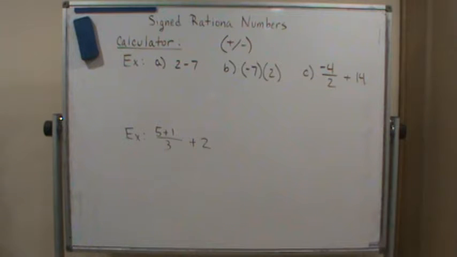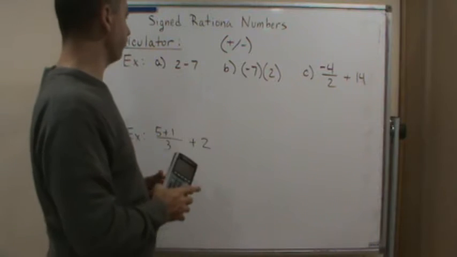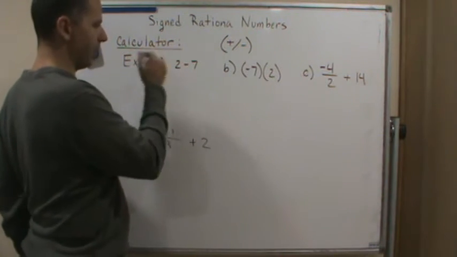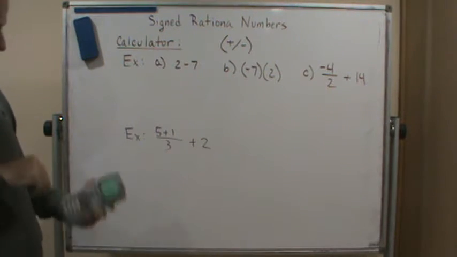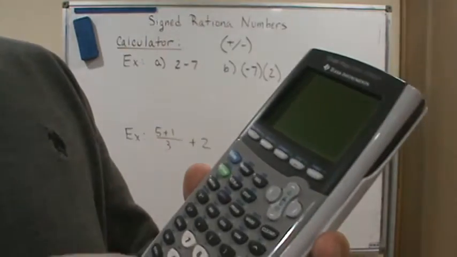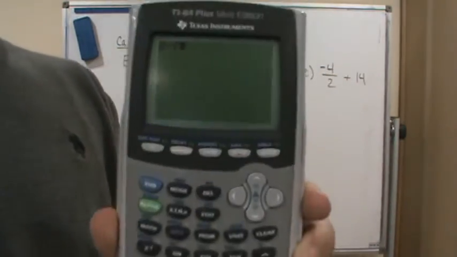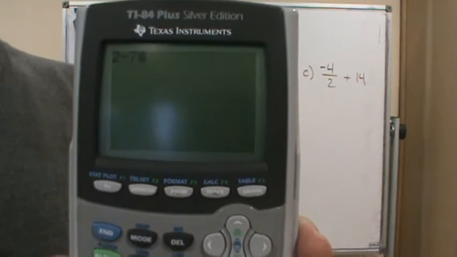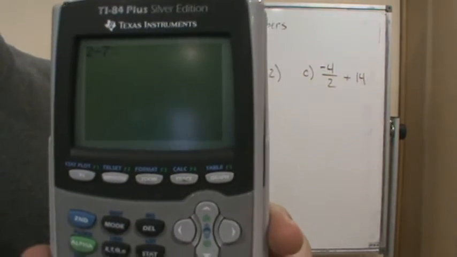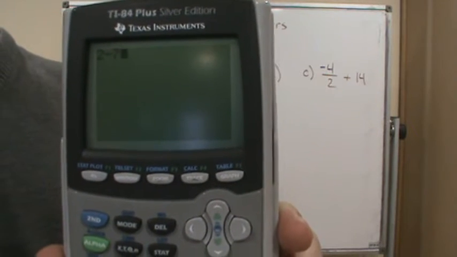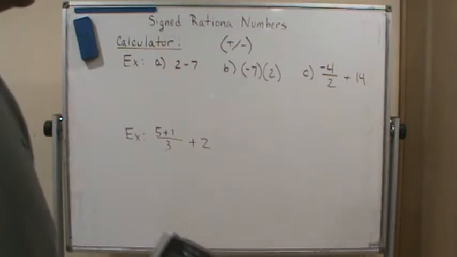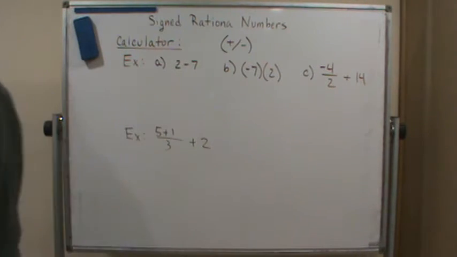So now, how would I do this one? So this is just 2 minus 7, okay? So you just do 2 minus 7. So nothing really earth-shattering there. Just do 2 minus 7, and you hit enter. Okay, and you get negative 5. So nothing big deal there.